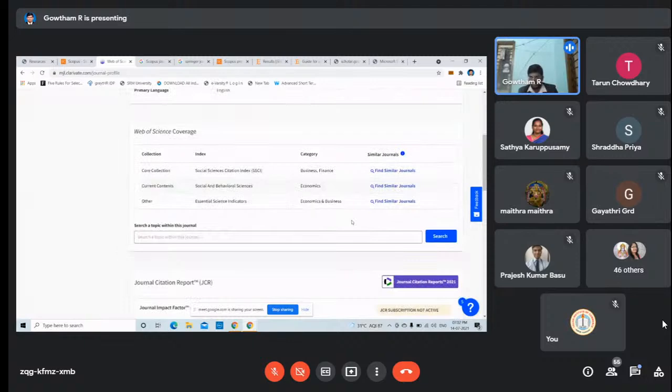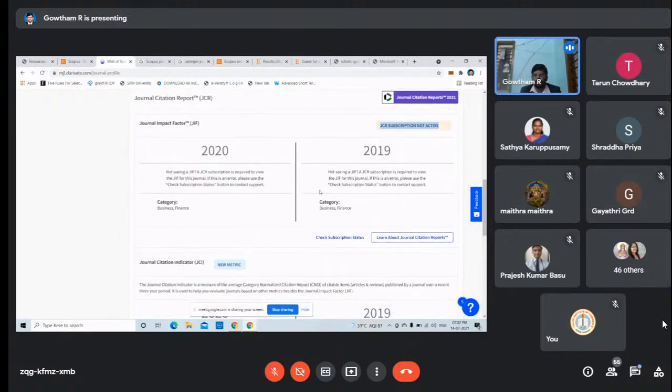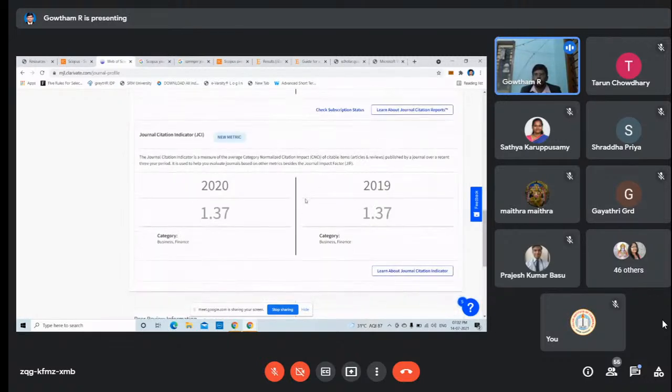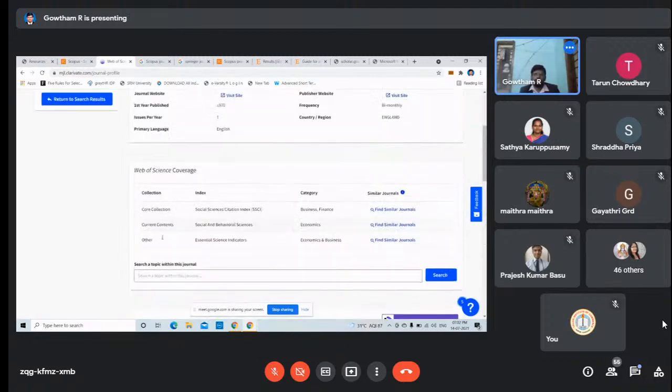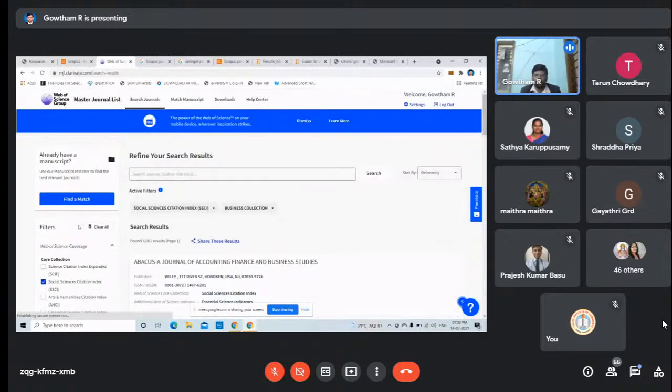So all those details you will get. The journal impact factor, this is the problem with regard to the Web of Science, right? We have to have a subscribed access to the JCR, otherwise these details will not be visible. Based on the journal citation indicator, it's 1.37, right?